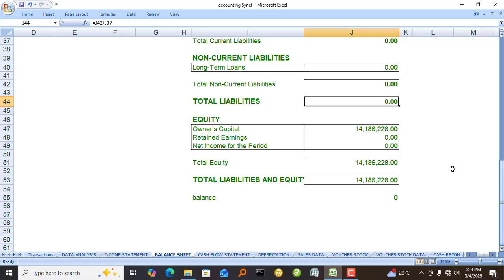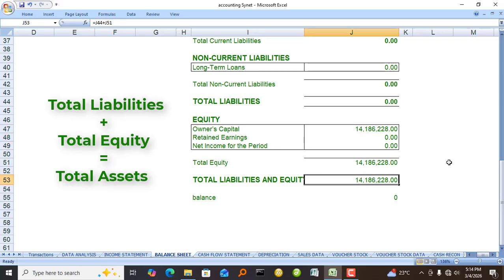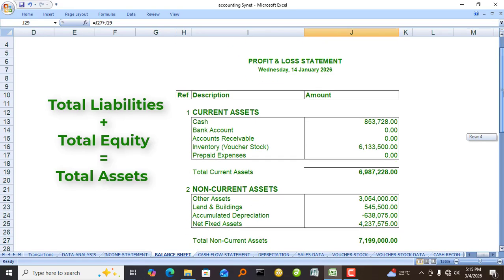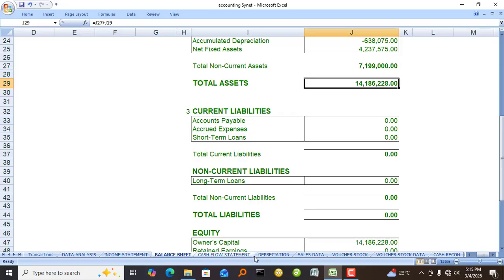Then owner's capital, this is all that I put. I have no retained earnings, and I have no net income for the period. So I have that. That's why they are equal. So 14 and then here 14. So that is my accounting. That cash flow statement, we are not going into that. I just wanted you to see.